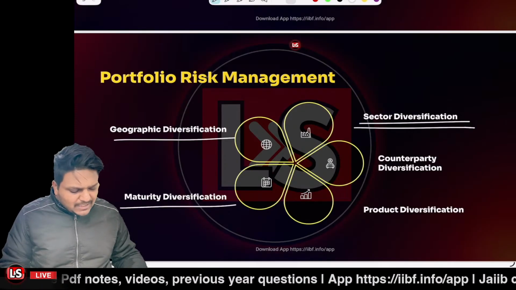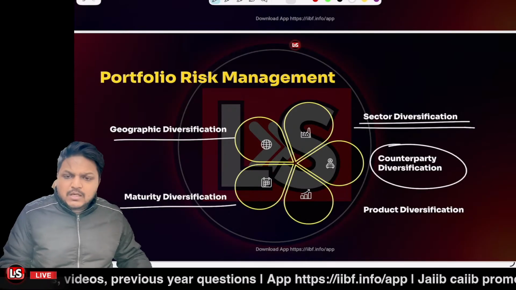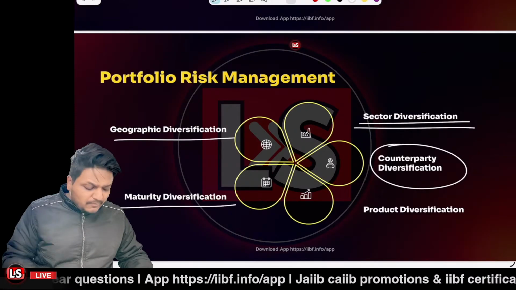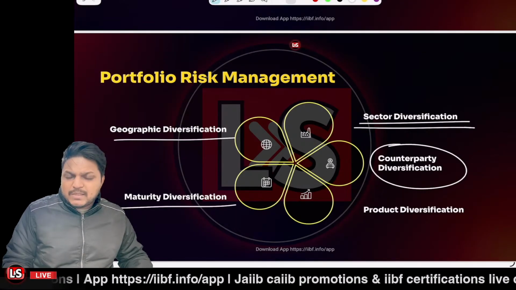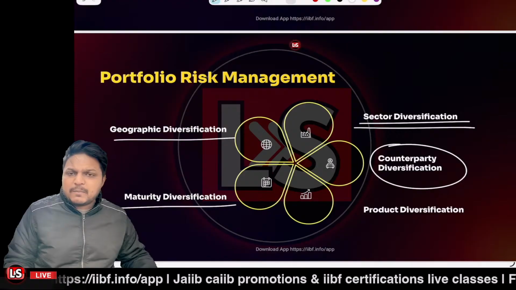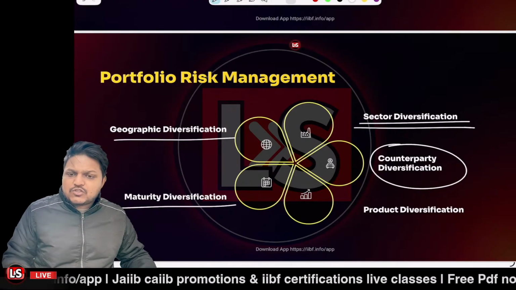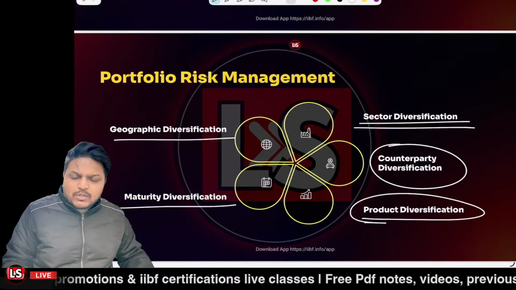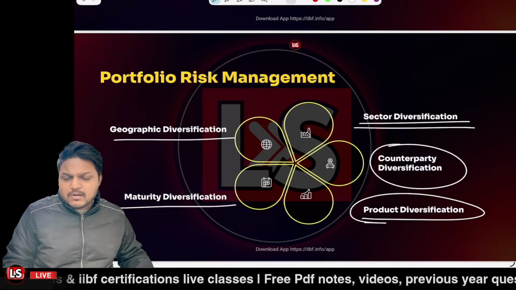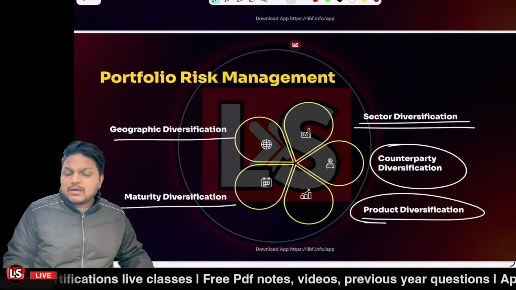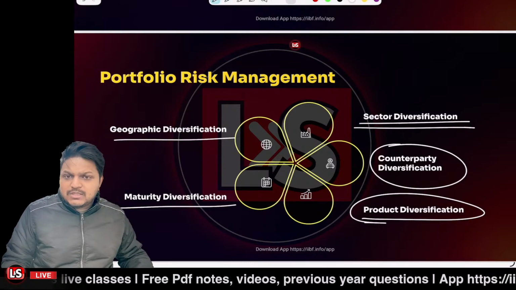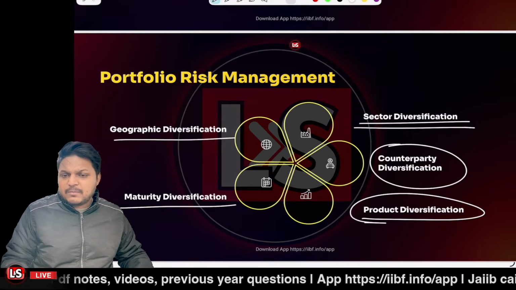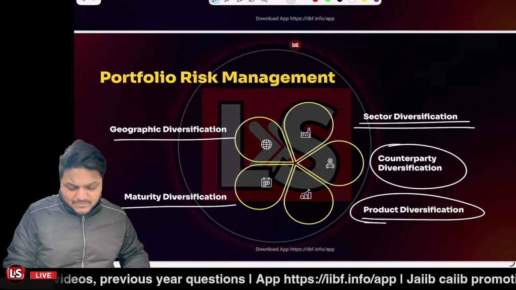Counterparty diversification can be there too. You're not lending to just one particular realm of counterparties; you are lending to all different parties, individuals, corporates, HFs and all. Product diversification can also be there. You're not just lending to agriculture or following one particular product; you are giving other products also. So these are the different diversification techniques which can be used, and these work much better so far.